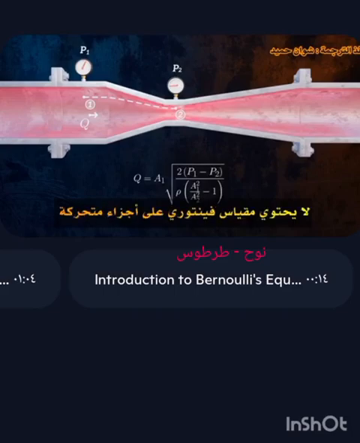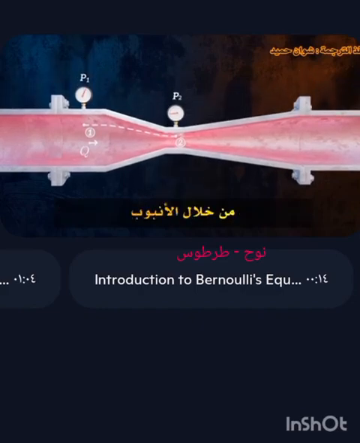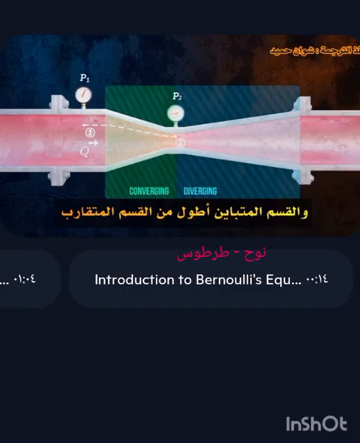The Venturi meter has no moving parts and is a very simple and reliable way of measuring the flow rate through a pipe. The diverging section is longer than the converging section to reduce the likelihood of flow separation and keep energy losses low.